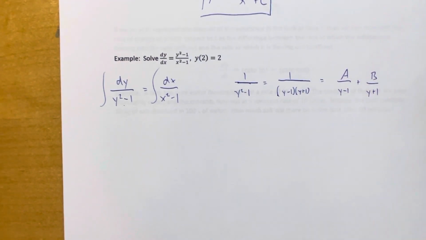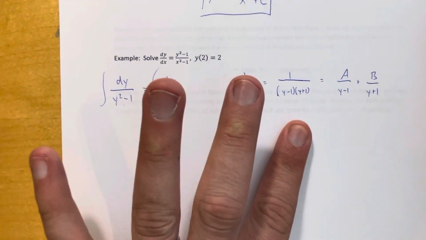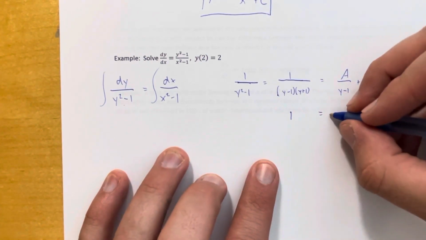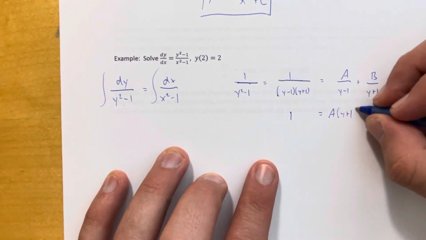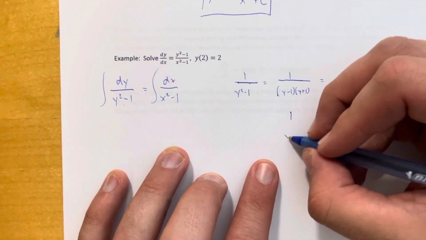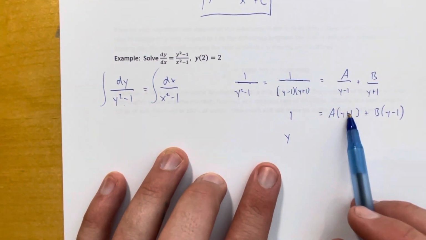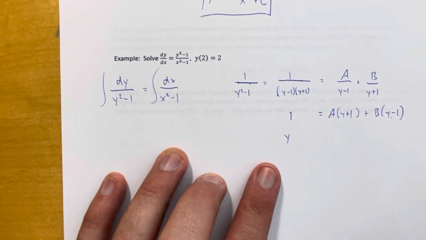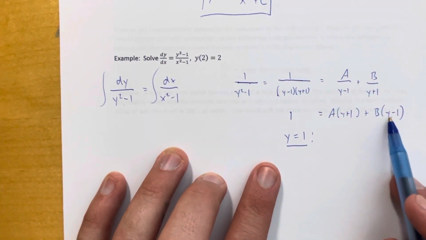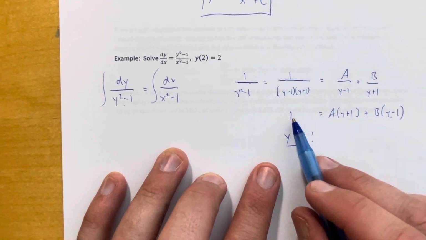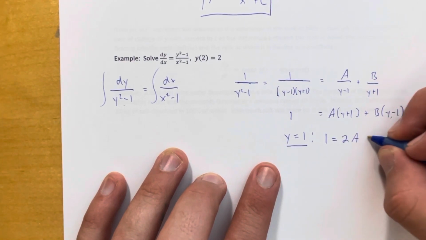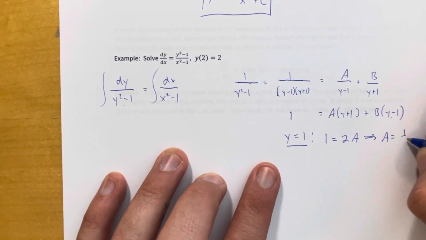Okay, using the method of partial fractions, we clear the denominator and I get 1 equals a times y plus 1 plus b times y minus 1. And then if you remember how we did this back in chapter 7, I plug in values for y that make one of these two terms go away. So for example, if I plug in a 1, then 1 minus 1 is 0, that goes to 0. I'm left with 1 equals a times 1 plus 1, or 2a. This implies that a equals 1/2.